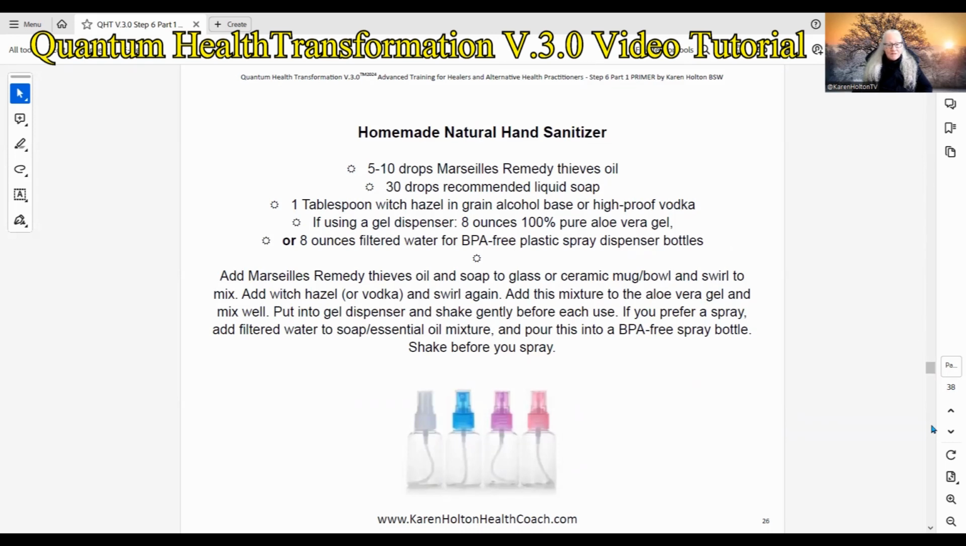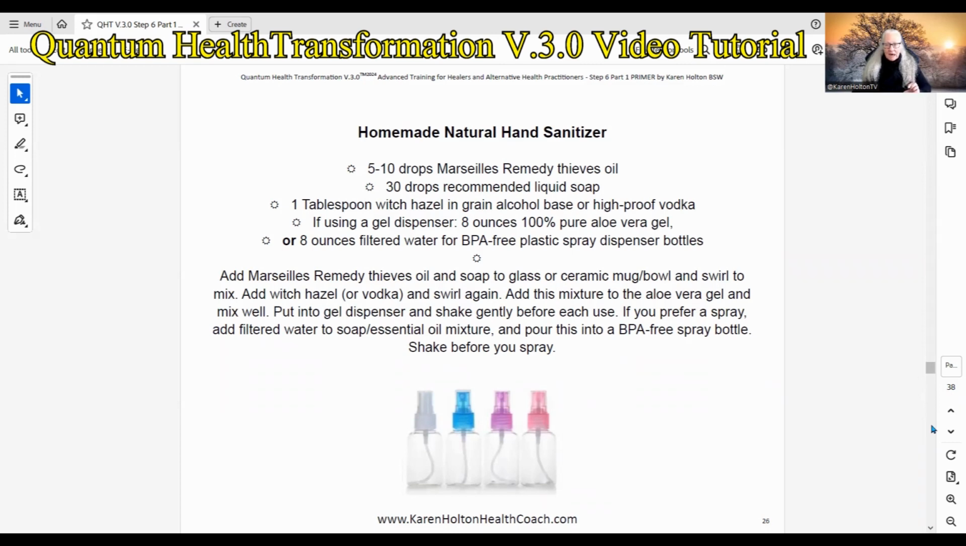Add Marseille Remedy Thieves Oil and soap to a glass or ceramic mug or a bowl and swirl it to mix. Add the witch hazel or vodka and swirl it again. Add this mixture to the aloe vera gel and mix well. Put it into a gel dispenser and shake gently before each use. If you prefer a spray, add filtered water to the soap essential oil mixture and pour this into a BPA-free spray bottle. Shake before you spray.